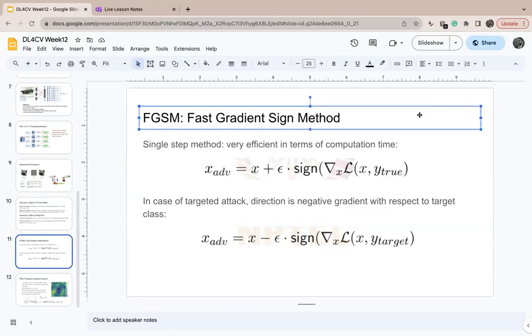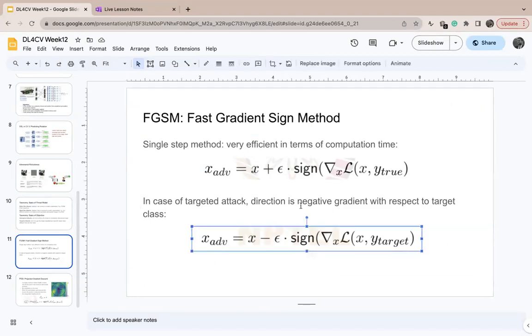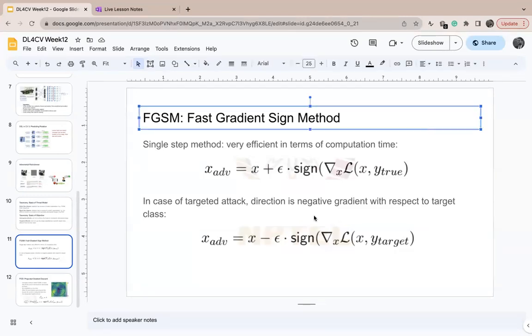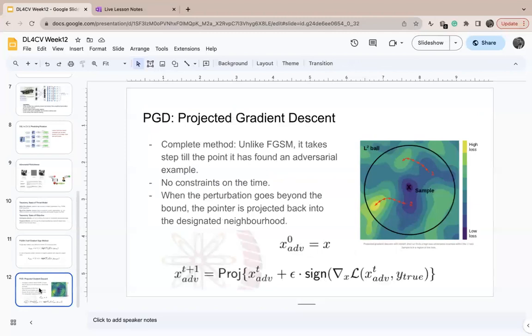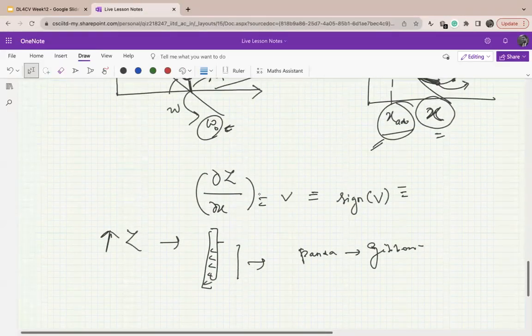Since it is minimizing, you just have to go in the opposite direction of the gradient, and you need to take the gradient with respect to the target class, not to the initial class. So this is all about the fast gradient sign method. PGD, or the projected gradient descent, is just an extension of this FGSM.